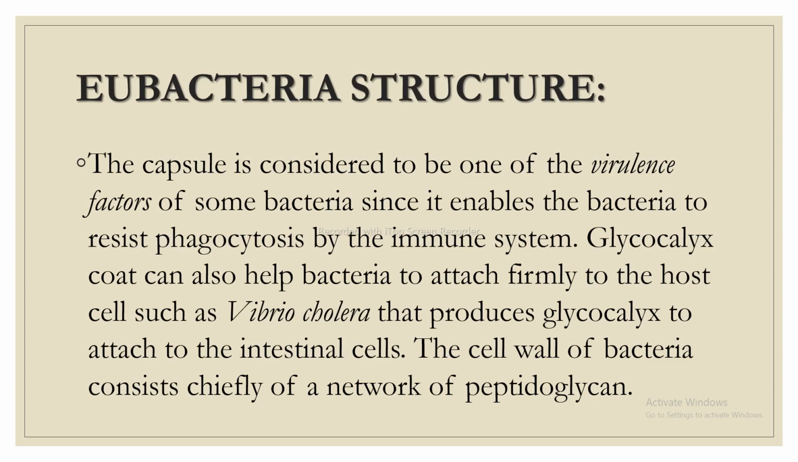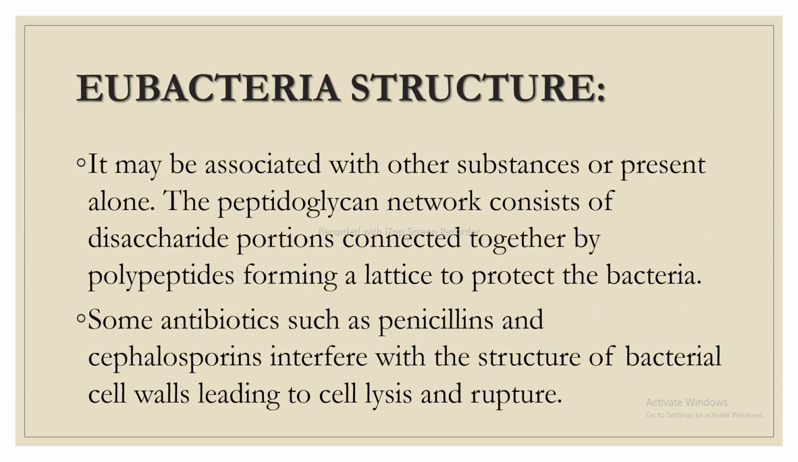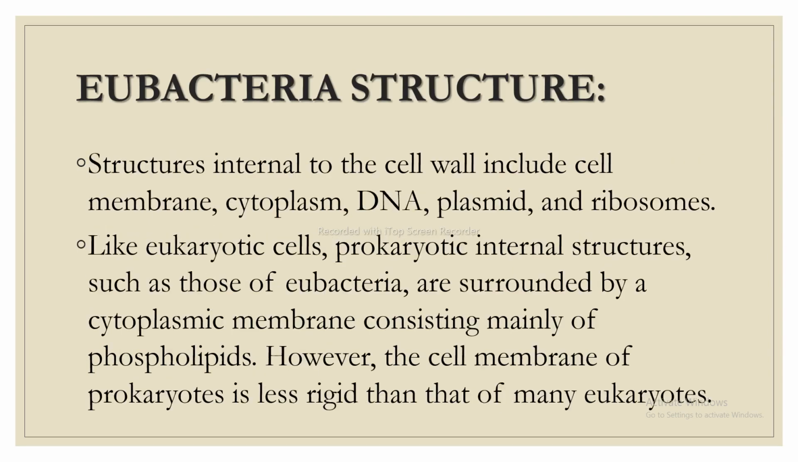The cell wall of bacteria consists chiefly of a network of peptidoglycan, which may be associated with other substances or present alone. The peptidoglycan network consists of disaccharide portions connected together by polypeptides, forming a lattice to protect the bacteria. Some antibiotics such as the penicillins and cephalosporins interfere with the structure of bacterial cell walls, leading to cell lysis and rupture. Structures internal to the cell wall include the cell membrane, cytoplasm, DNA, plasmid, and ribosomes.